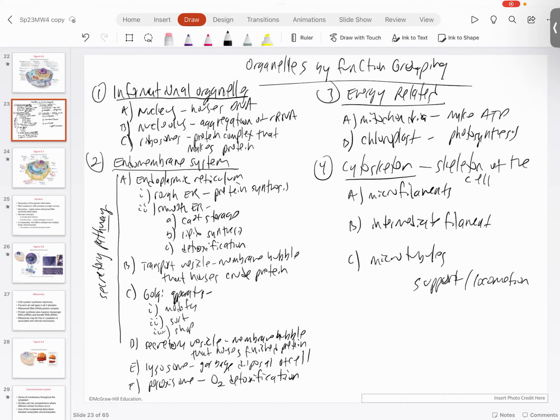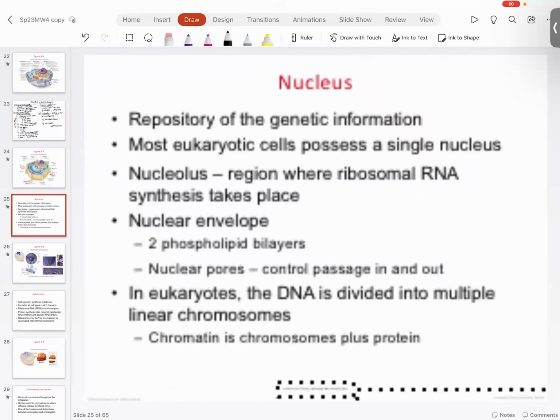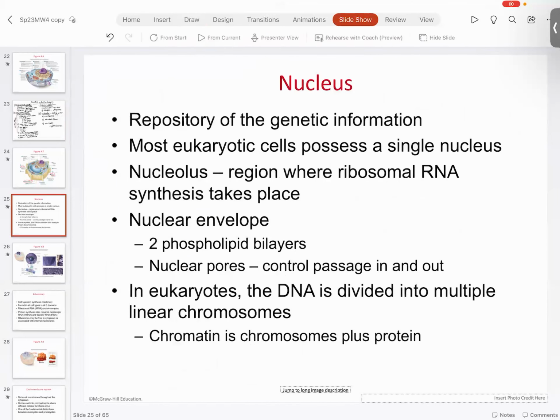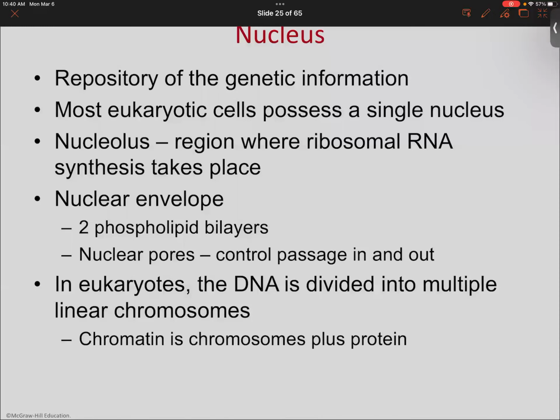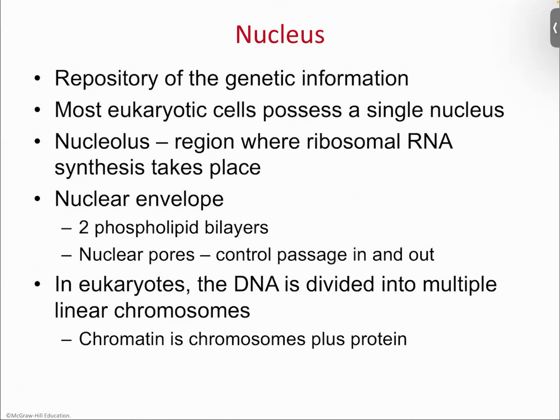So let's begin with the first. The nucleus, right? So the nucleus basically is your dumping ground. It's the repository. It's basically where you have deposited all of your genetic information, your DNA. Right? So the DNA is your master blueprint.